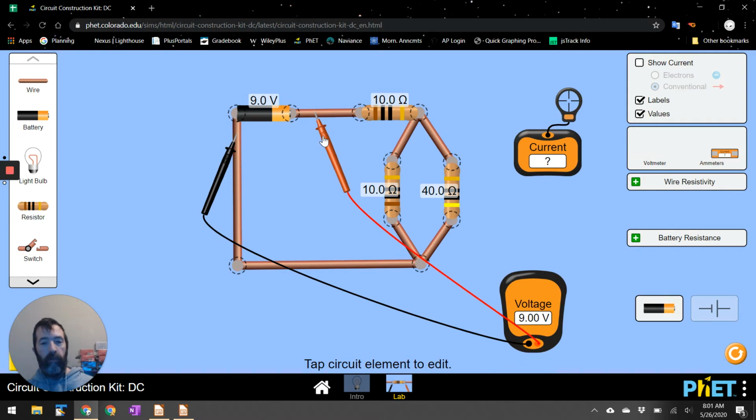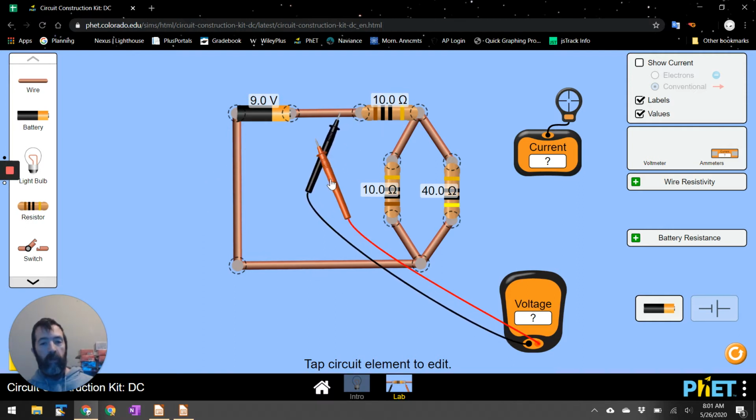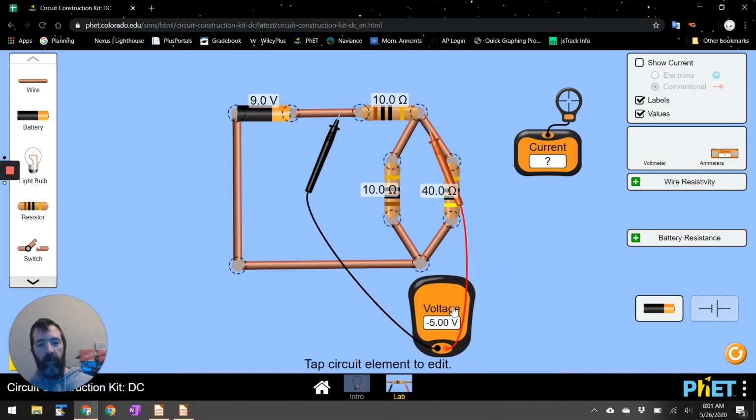Battery's already labeled as 9 volts, but I'll measure that first. If I measure the voltage for the 10 ohm resistor, I get 5. Something interesting here is that it reads -5. That's because the black probe is the reference point for the meter. What it's telling me is that the red probe is 5 volts lower than the black probe. If I reverse them, it would turn positive. But this minus sign is actually meaningful. And we'll get back to that a little bit later.